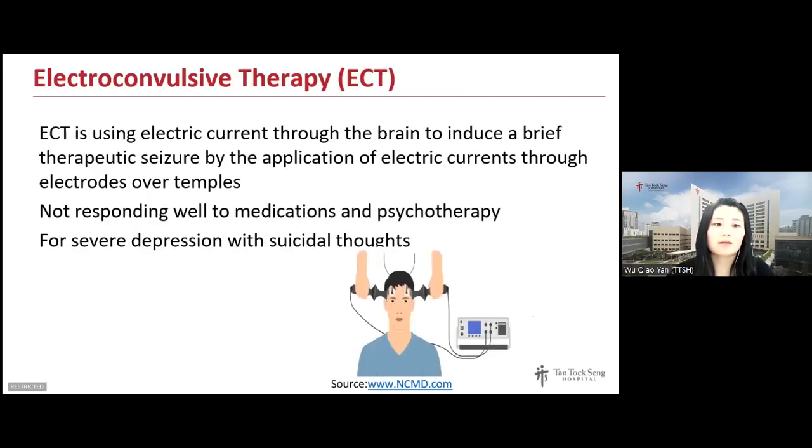So the last one we talk about is electroconvulsive therapy. This one is called ECT. ECT uses electric current through the brain to induce a brief therapeutic seizure, by application of electric current through electrodes over the temples. We can see from the picture here, the electrodes are held by the doctors. Then they turn on the electricity, and the patient will have a seizure. ECT is used for those not responding well to medication and psychotherapy. For those with severe depression with suicidal thoughts, the doctor may suggest ECT.